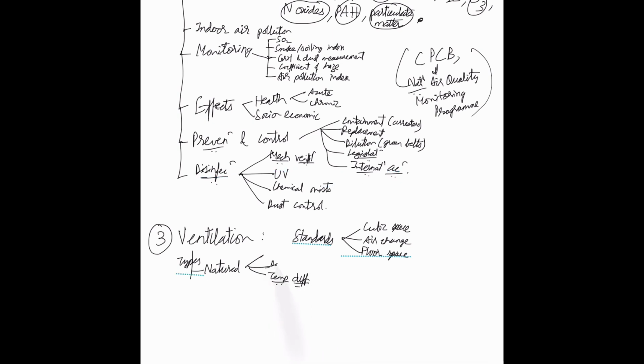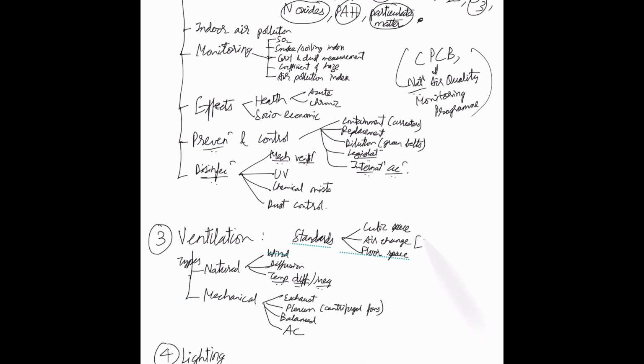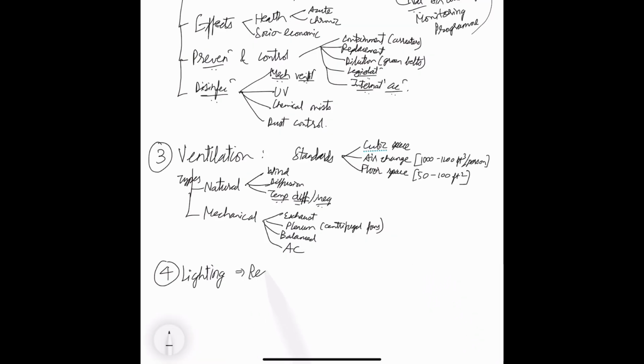And the types of ventilation can be natural, which consists of wind, diffusion, and temperature difference or inequality. Then we have mechanical ventilation, which includes exhaust, plenum or centrifugal fans, and balanced ventilation and air conditioning. So these are the requirements for air change and floor space, which are written as 1000 to 2200 cubic feet per person and 50 to 100 square feet floor space per person. So that's all we need to know in ventilation.